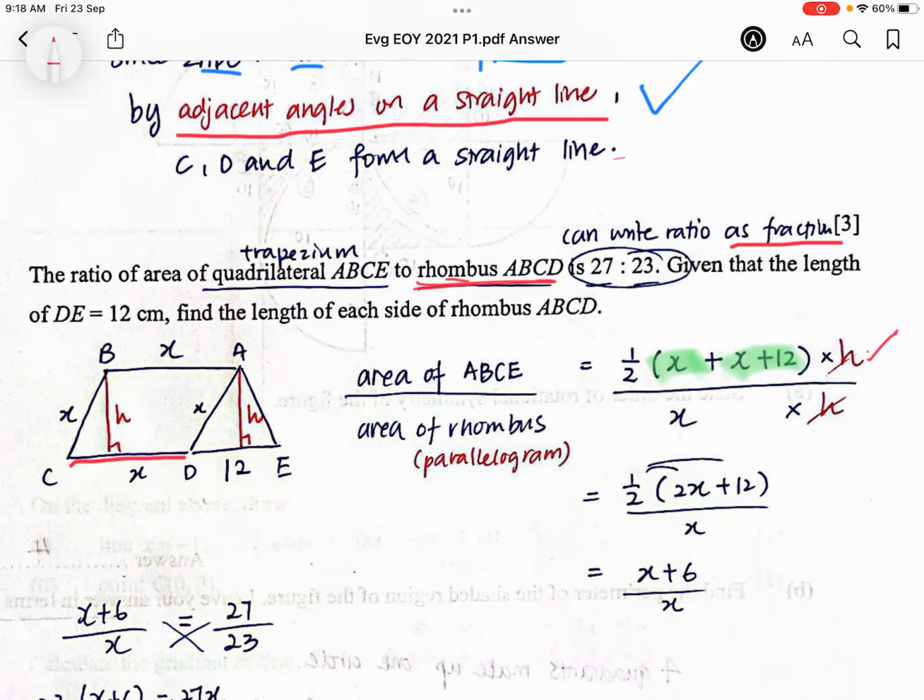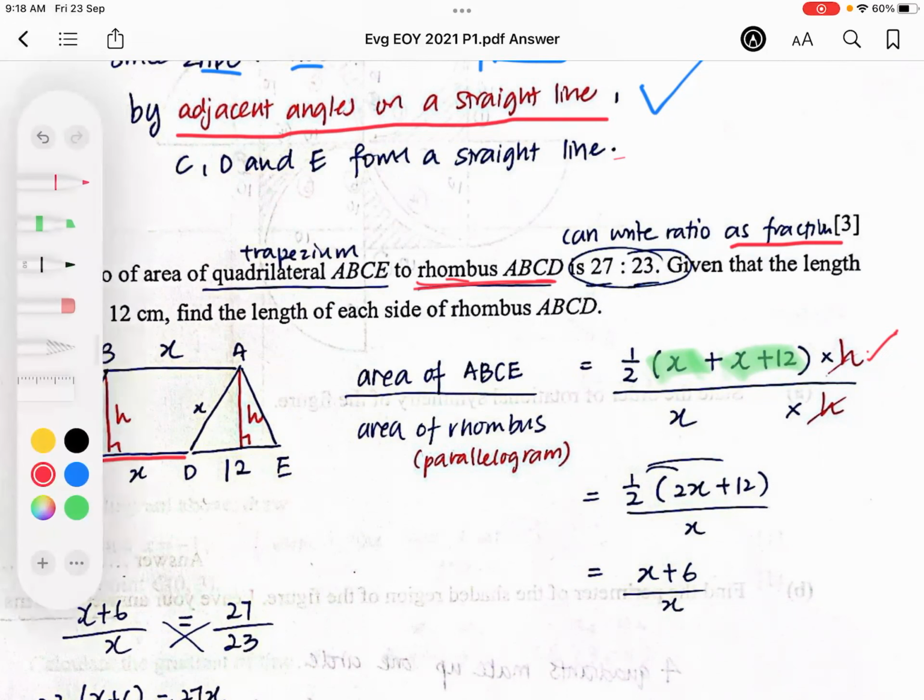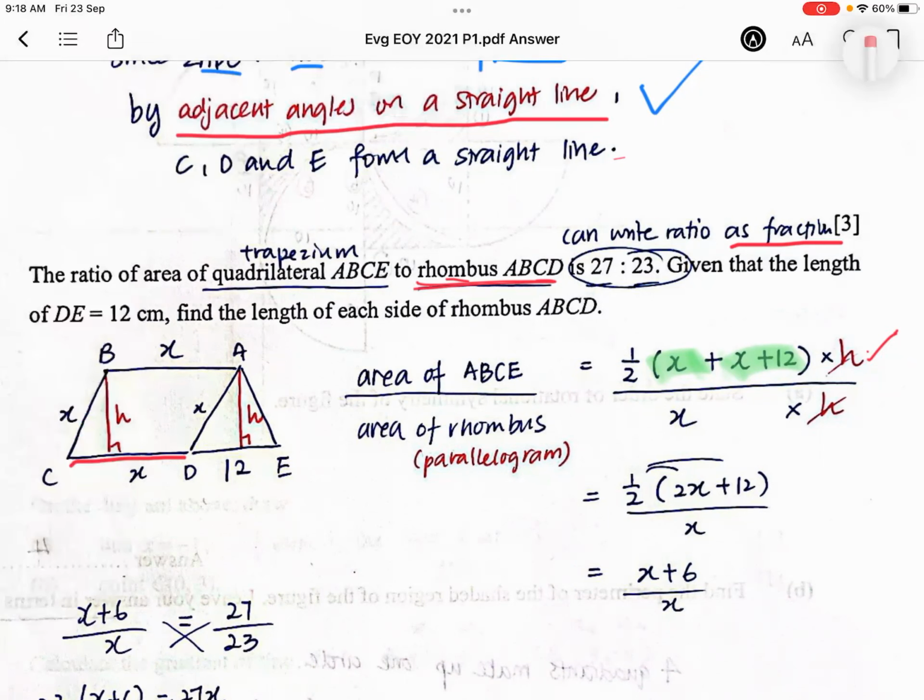Okay, so the base, I don't know, so it's x. How do I know this is all x? Because in a rhombus, all 4 sides are x, right? So you see x. Then I times height. I don't know what the height is, so I also put h. So I put the h down here, the height.